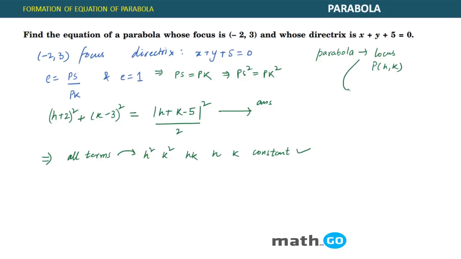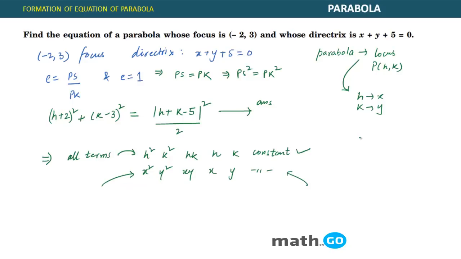Okay, and since we were asked to find the locus, in the locus problem what eventually we do is we replace h by x and we replace k by y. So in fact you will get terms of x square, y square, xy, x, y and the constant. So if something of this sort is there, it could be a parabola.